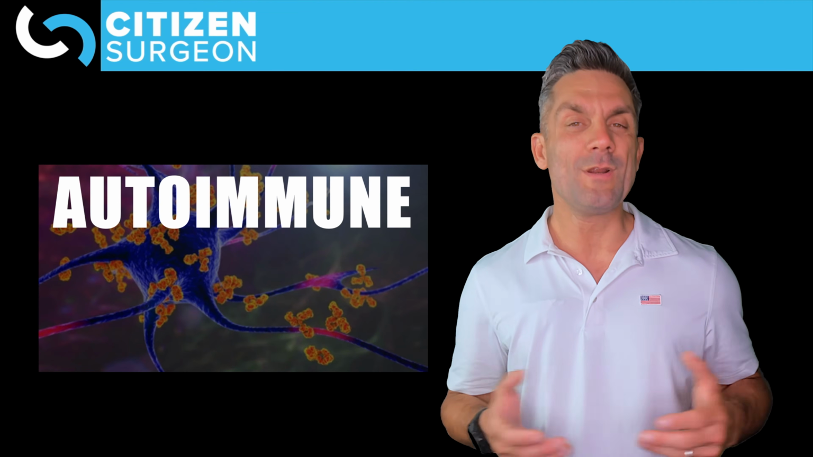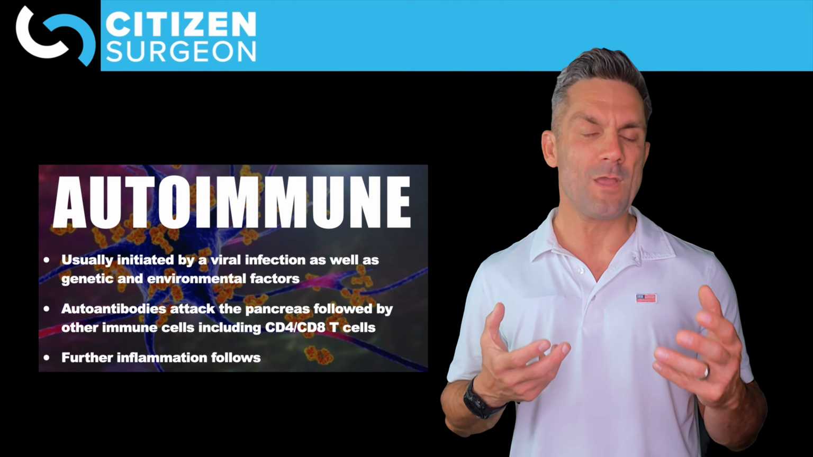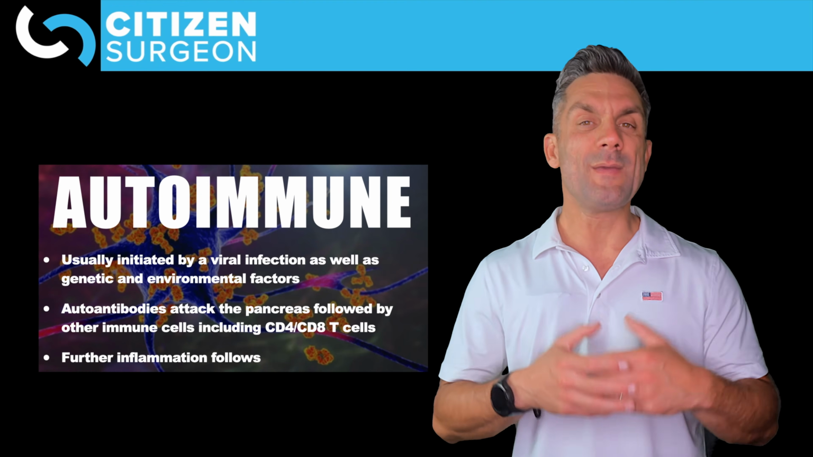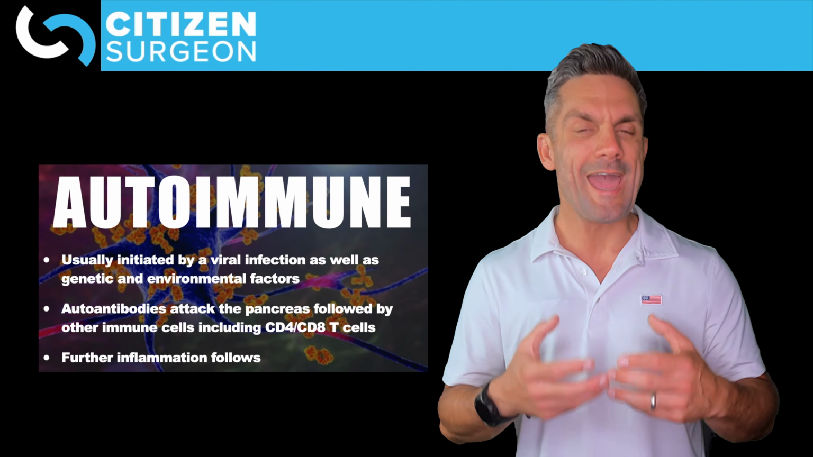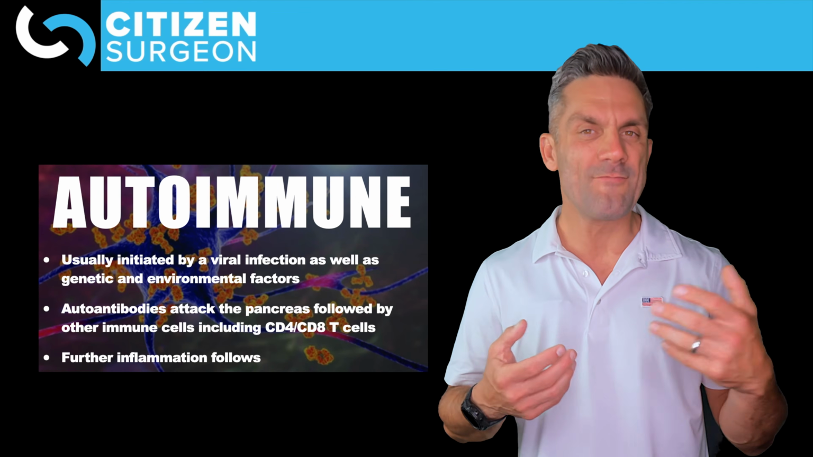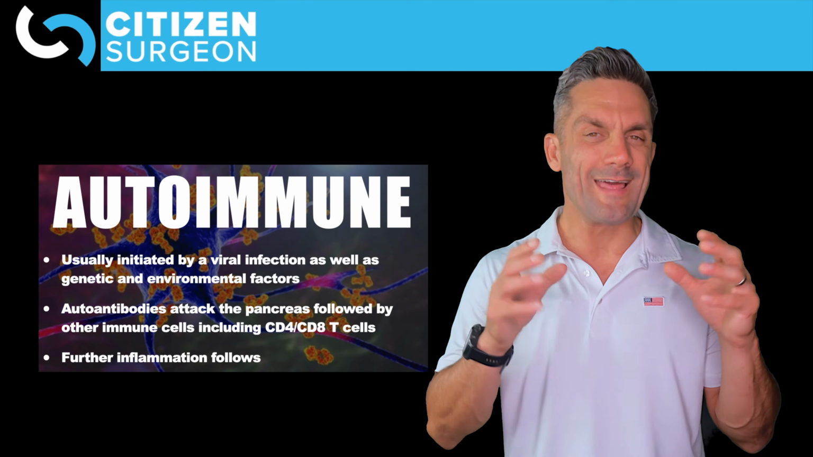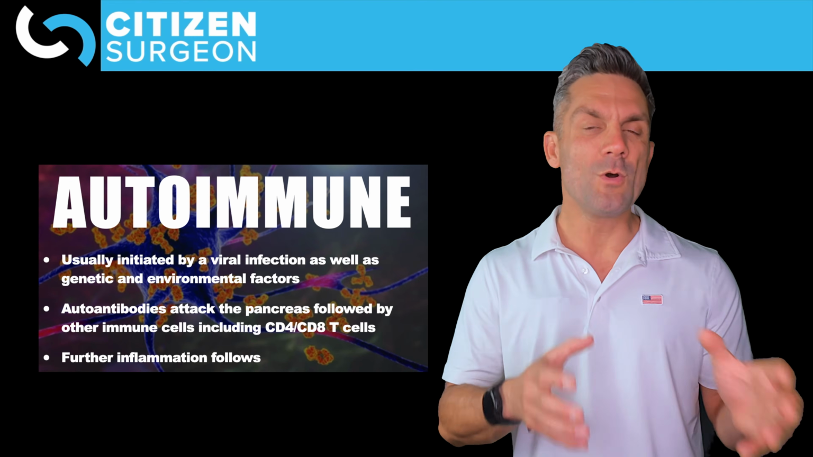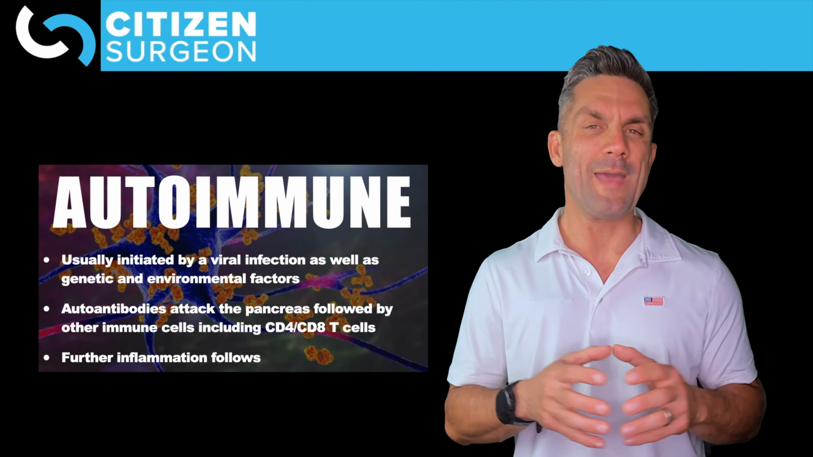So autoimmunity, what's the pathophysiology? It's usually kicked off by a viral infection, okay? That viral infection stimulates antibodies to be produced. Those antibodies, perhaps through some mimicry, attack pancreatic cells and release digestive enzymes, and you also get CD4 T cells and CD8 cytotoxic T cells, also complementing that inflammatory response and causing pancreatic injury. So autoimmunity, usually triggered by a viral infection, is another cause of acute pancreatitis.